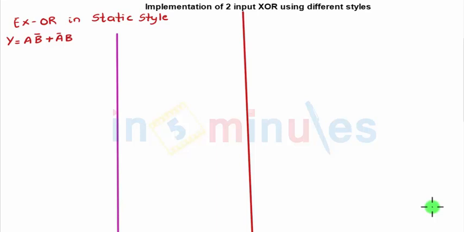The agenda of this clip is to implement a 2-input XOR gate in different styles ranging from static CMOS, including pseudo NMOS and dynamic. Okay, let's get started. If you see on the screen, I have written the expression for the XOR gate: y equals A B bar plus A bar B.